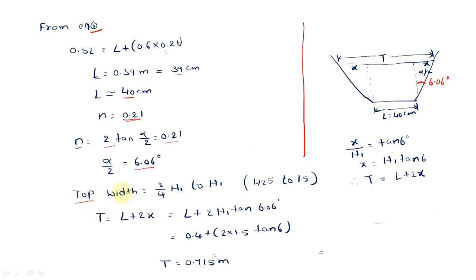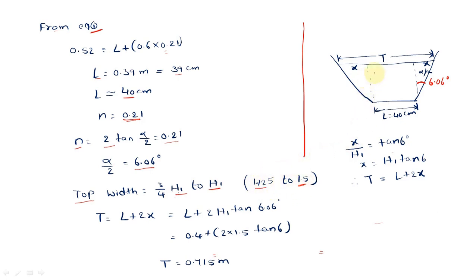The top width will be in between 3/4 times H1 to H1. H1 is the depth of water on the upstream side, that is 1.5 meter. So 3/4 of H1 is 1.125 to 1.5. The top width must be in between these two.